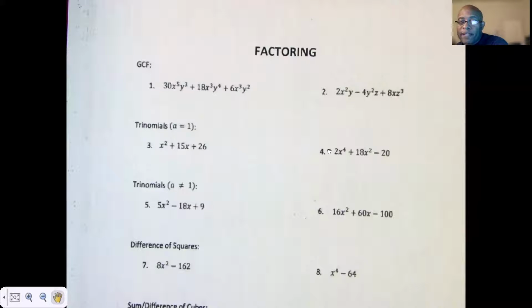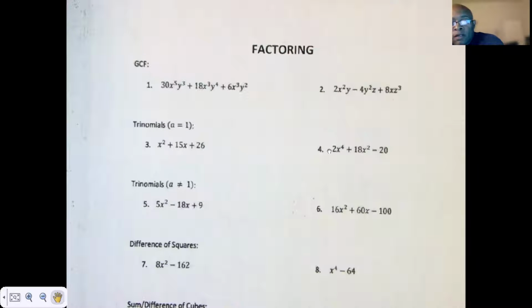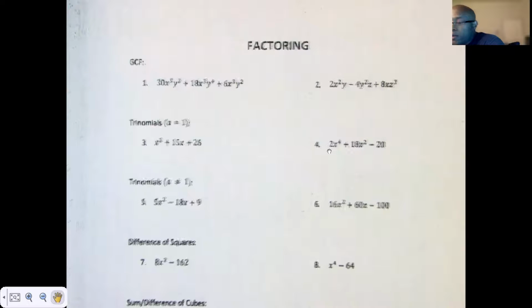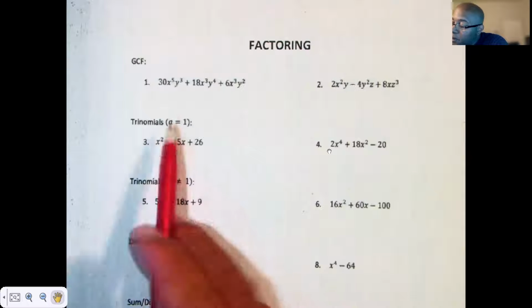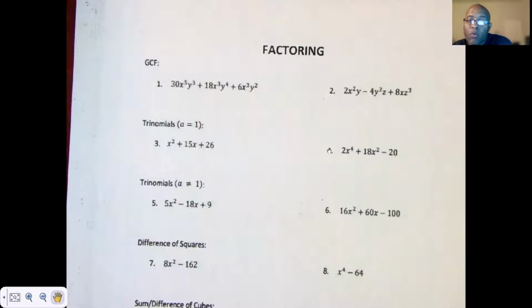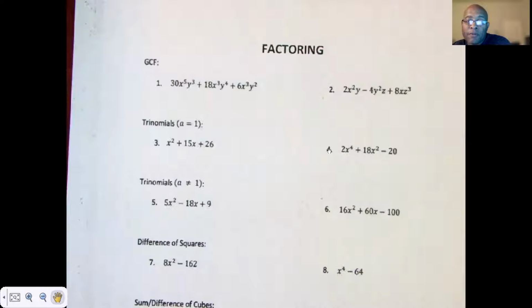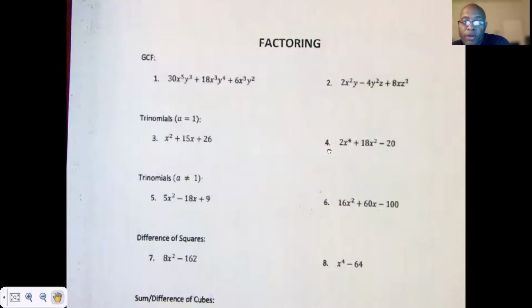Here we go. We're talking about factoring. So now we have every type of factoring. You're going to really need to be good at factoring when you go into calculus. It's got to be second nature to you. So the first two examples are GCF. I'm only going to work the first example, and the other ones you can do on your own.